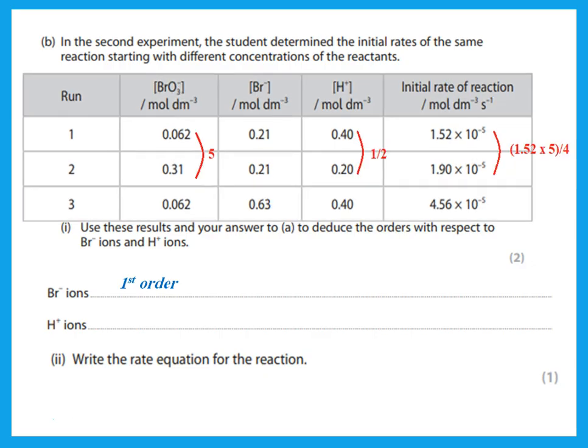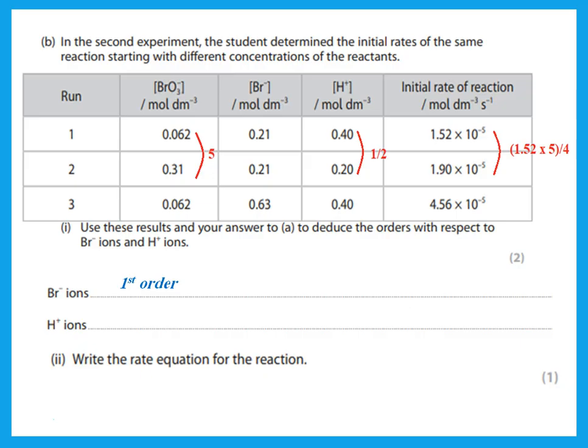Now the H+ ion, what happened to the H+ ion? Well, the only experiments that I have are the ones that has experiment run 1 and 2, in which bromide is constant, but the bromate changes. And we know that it is first order with respect to bromate. We already got that from the previous graph. So what happened to the bromate from run 1 to run 2? It is increasing 5 times. So the rate should also increase 5 times. But then the H+ ions decreased by half.